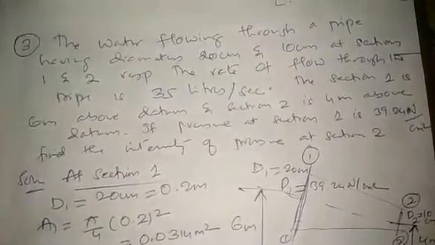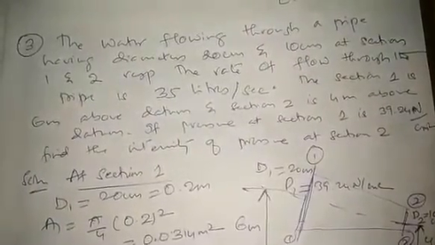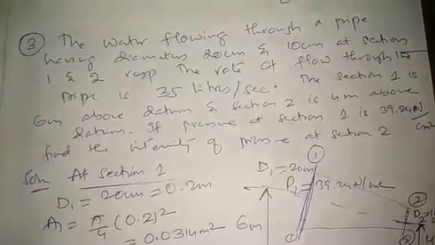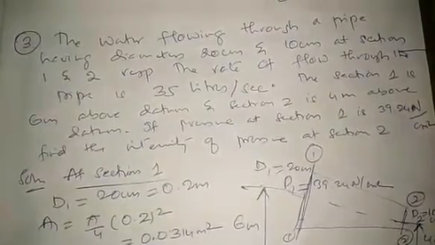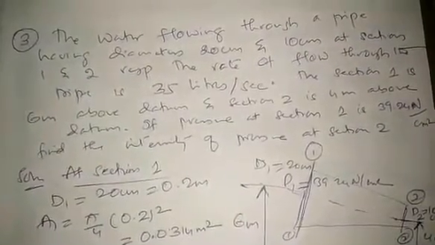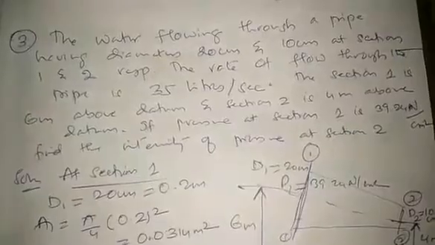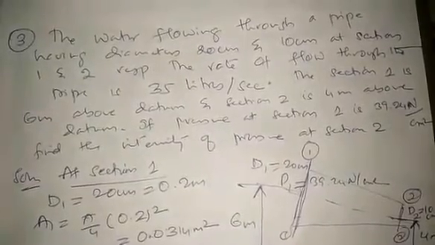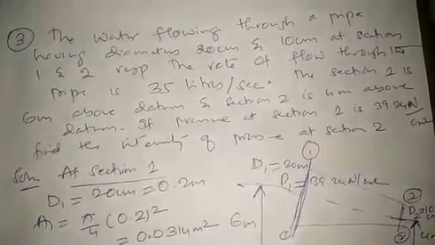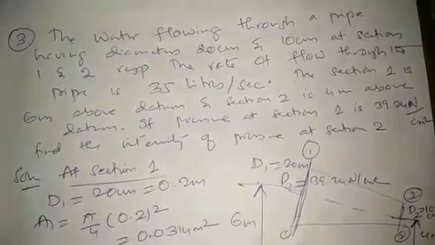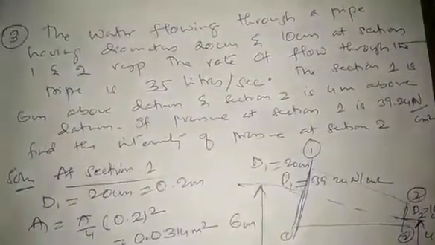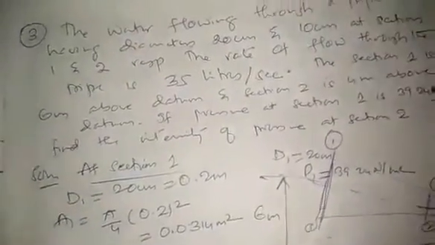Section 1 is 6 meter above the datum, and section 2 is 4 meter above the datum. So if the pressure at section 1 is 39.24 Newton per centimeter square, find the intensity of pressure at section 2. So you have to find out the pressure at section 2. So let us go to the diagram in detail.